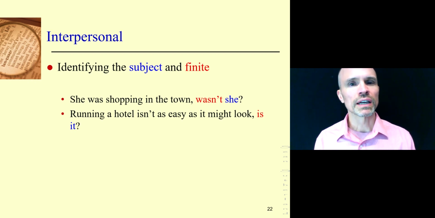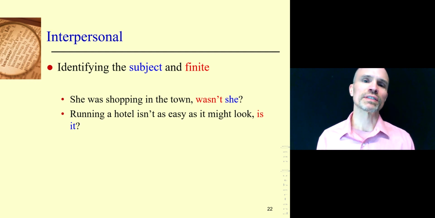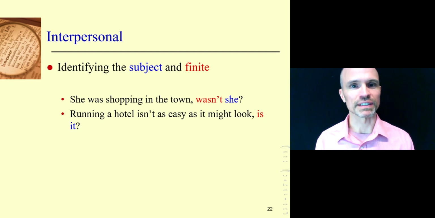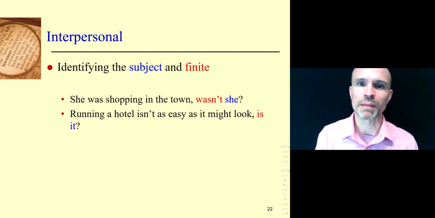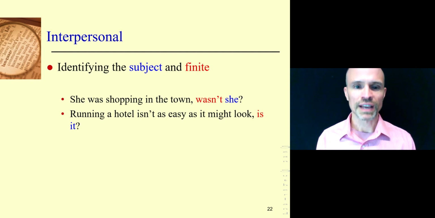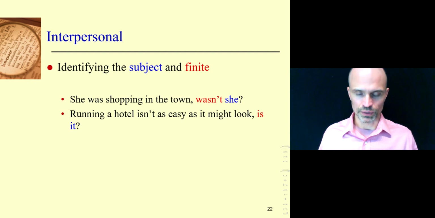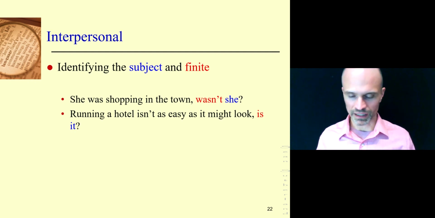But we don't add the whole subject. We turn the subject into a personal reference, right? Into a pronoun in traditional grammatical terms. You say this, "running a hotel isn't as easy as it might look, is it?" You quickly turned the subject, running a hotel, into the personal reference, it. So if you want to know the subject and the finite of "running a hotel isn't," add the tag question. Notice that you turned running a hotel into it.